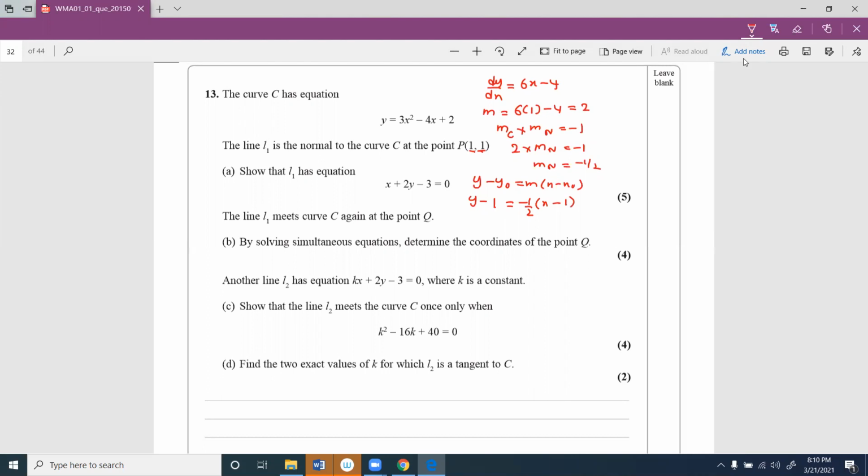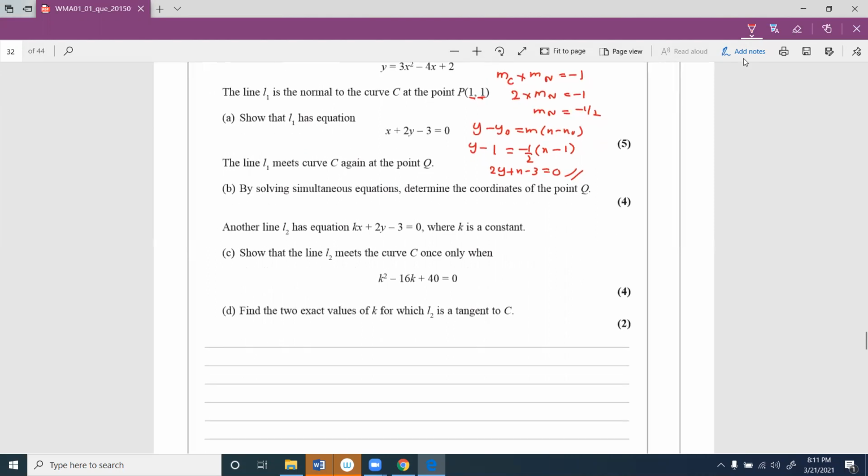If you simplify and see, you get 2y plus x minus 3 equals 0. Just multiply everything with 2 and take all the terms to one side. You're getting this answer. The line L1 meets the curve again at point Q. By solving simultaneous equations, find this value.